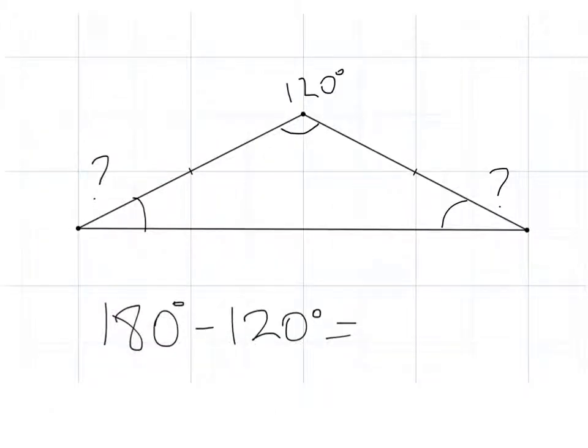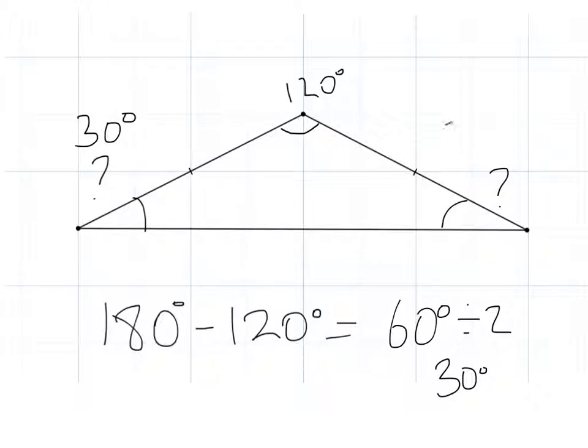Here's another one. I've got 120 degrees at the top. If I take that away, I'll have 60 degrees to make these two angles. And all I need to do is divide that by 2 to give me 30 degrees, and I'll know that this angle is worth 30 degrees, and this angle is also worth 30 degrees.